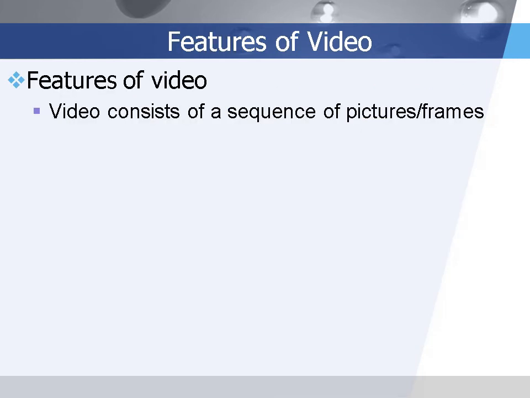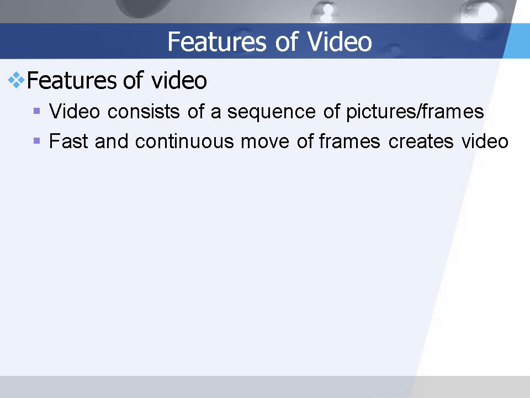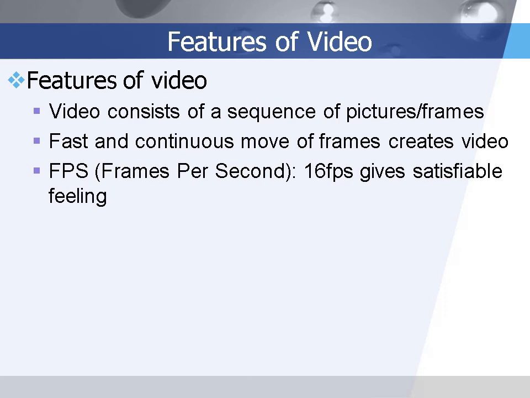A video consists of a sequence of pictures or frames. Each picture we call a frame. A fast and continuous movement of the frames can create a video. Just like the example shown in the previous slide, we change the pictures rapidly so that we can create a video.